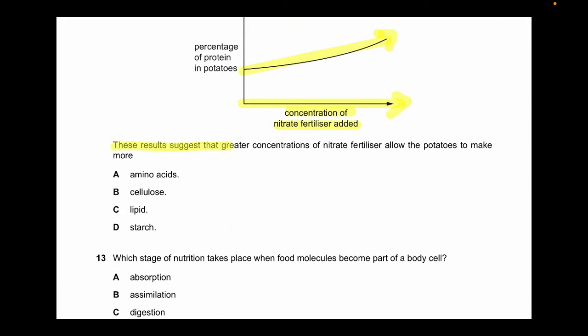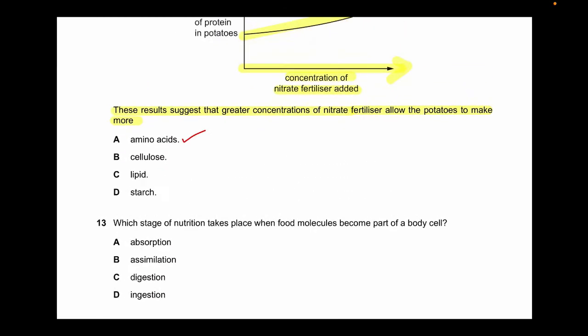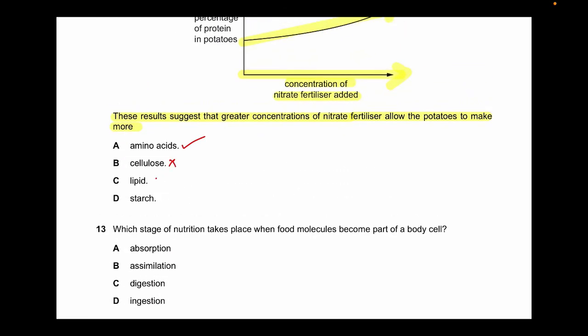These results suggest that a greater concentration of nitrate fertilizer allows the potatoes to make more what? Definitely, nitrate fertilizer allows the plant to make more amino acids. Nitrate is needed for amino acids. Nitrate is not needed for cellulose, lipids or starch, since they are carbohydrates, or they only contain carbon, hydrogen and oxygen, and do not require nitrogen. So option A is the correct answer.